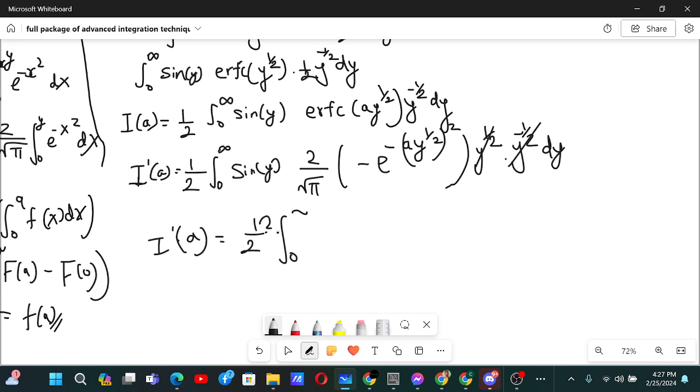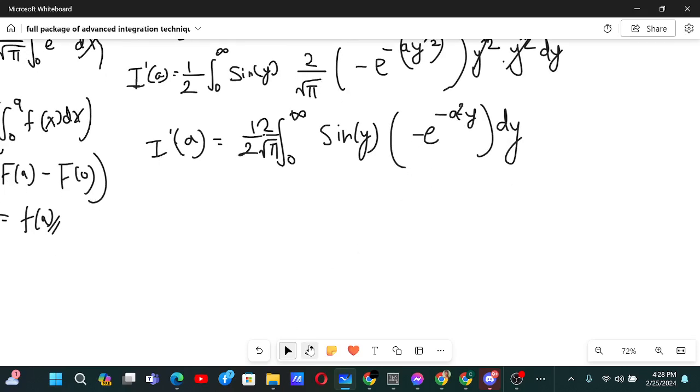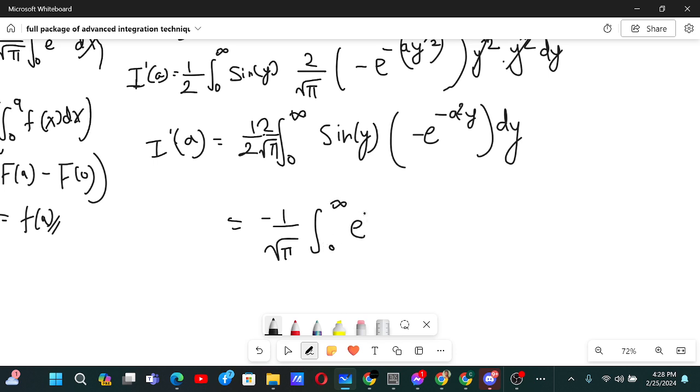Okay, so we have 2 by root pi over here. This integral is from 0 to infinity, and then sine y minus e to the power minus a square y dy. Now take the minus sign outside, and we have minus 1 by root pi integral from 0 to infinity e to the power minus a square y sine y dy.